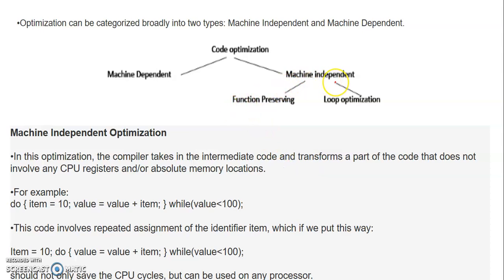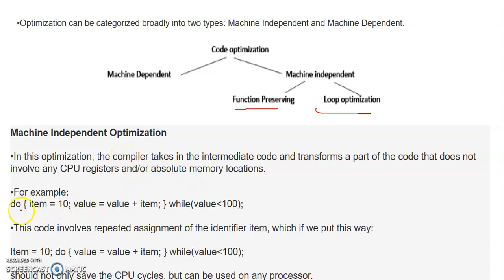So machine independent optimization: the compiler takes an intermediate code and transforms a part of code that does not involve any CPU register consideration or absolute memory location. That is independent of the machine. This machine independent optimization is again of two types: function preserving and loop optimization. So why is this called machine independent optimization?